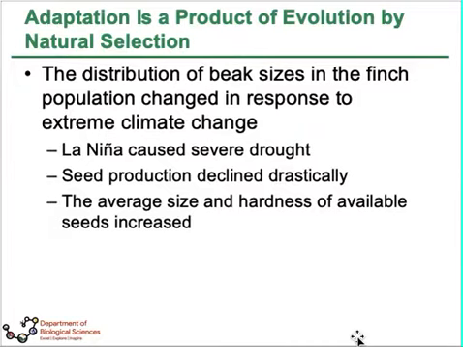Okay, so the distribution of beak sizes in the finch population changes in response to extreme climate change, lalo na when the average size and hardiness of available seed increase. Okay, so they tend to change in order to acquire food, okay, dahil nagbabago din yung food source ng organism. Okay, so the population changes in response to extreme climate change, which changes its food type.